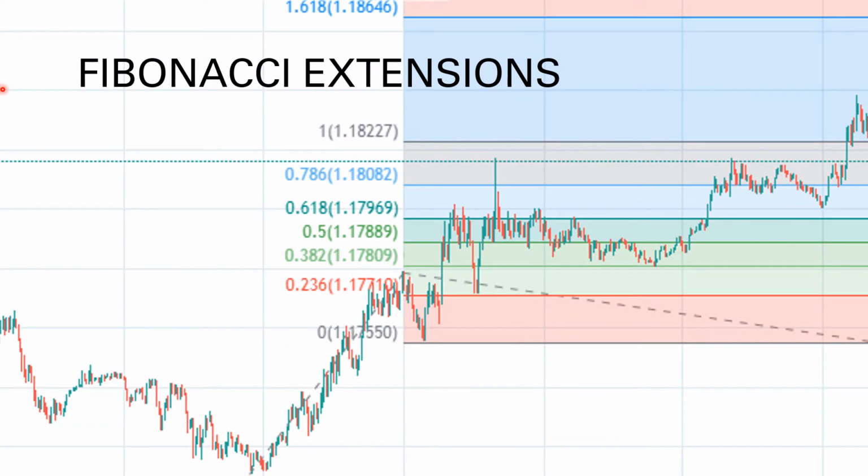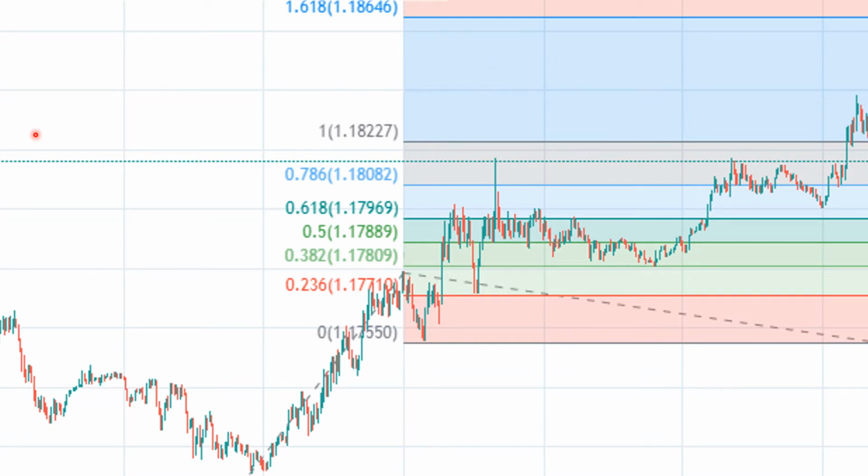It's important to understand why we use Fibonacci extensions. We use Fibonacci extensions to identify areas where we should take profit using the Fibonacci levels, as you can see here.